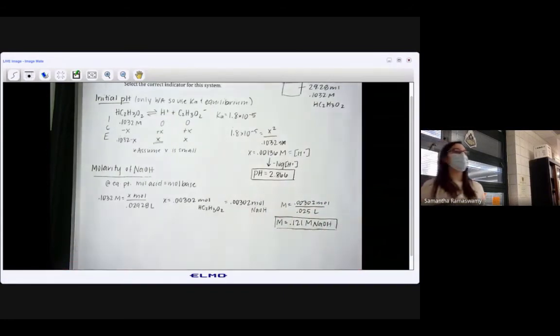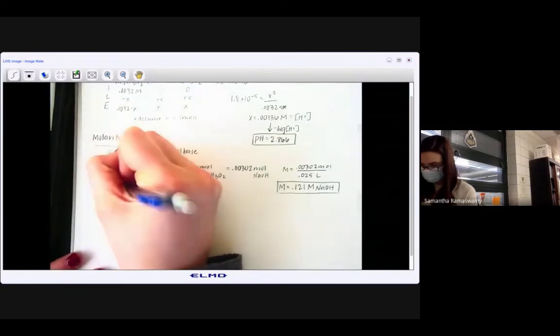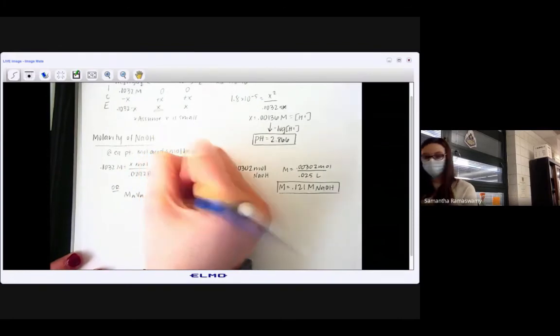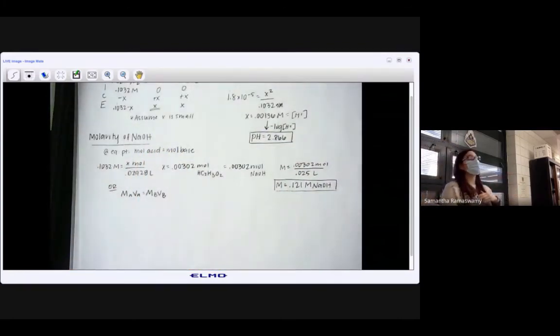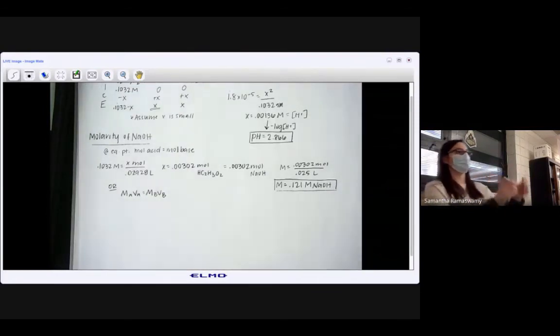Now you could have also used, because it's at the equivalence point, MAVA equals MBVB as well and gotten the same thing. Because the idea that the moles are equal at the equivalence point is why this shortcut works. But this shortcut only works if you have one H to one OH. So I mean, like HC2H3O2, that has one H plus at the beginning. NaOH has one OH minus at the end. So the shortcut works if it's one H plus to one OH minus. So either one of those works.